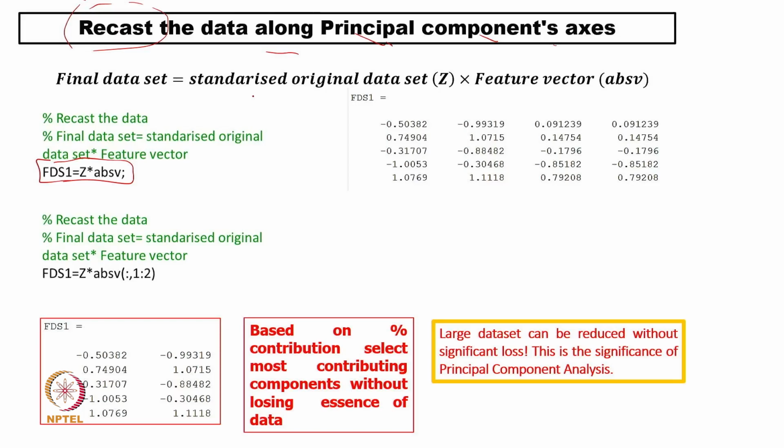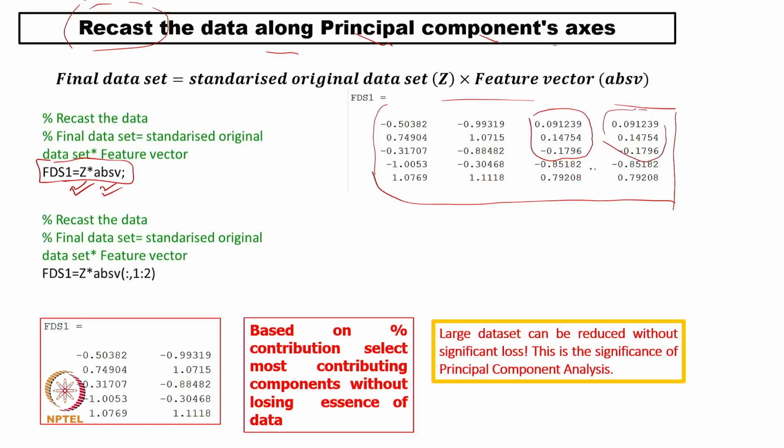Recasting the data is possible: we multiply the normalized matrix with the eigenvectors, and we get this kind of matrix. Now, this is the recasted matrix. If you look at it, the top three elements are negligible, and the fourth and fifth elements have some importance, but both are the same.